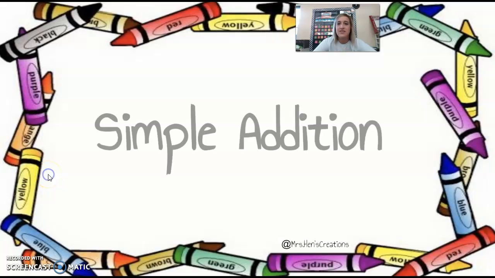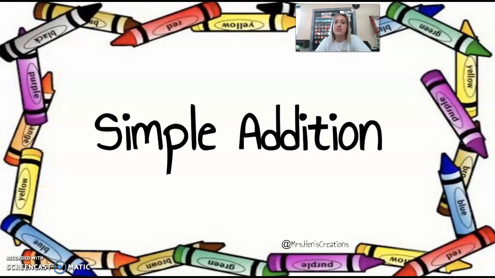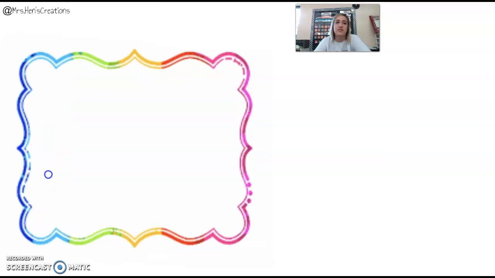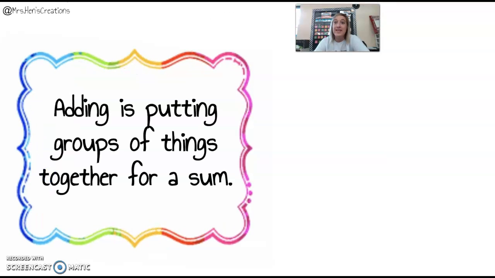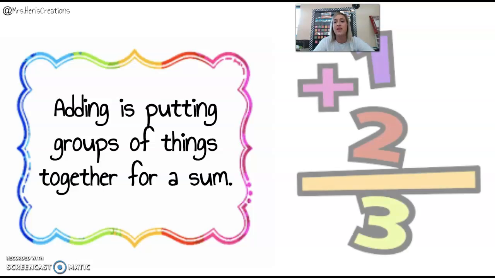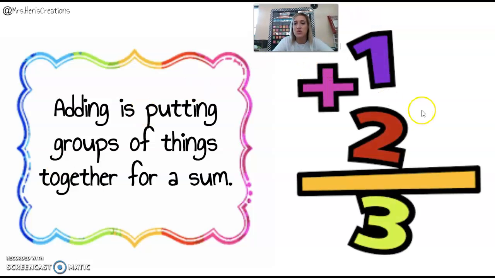Hey guys, today we're going to talk about simple addition. Addition, also known as adding, is putting groups of things together for one sum. And so, for example, this is what an addition problem would look like. 1 plus 2 equals 3.